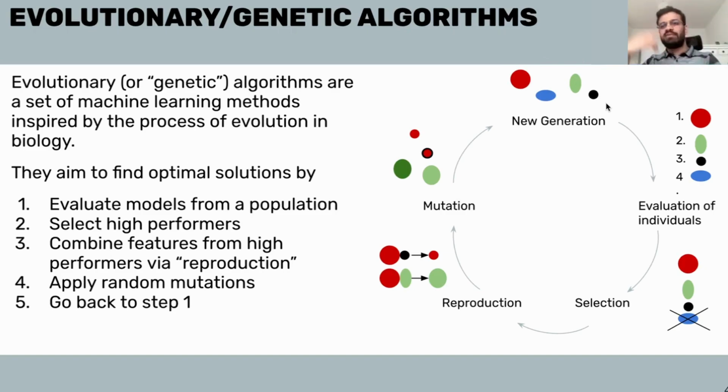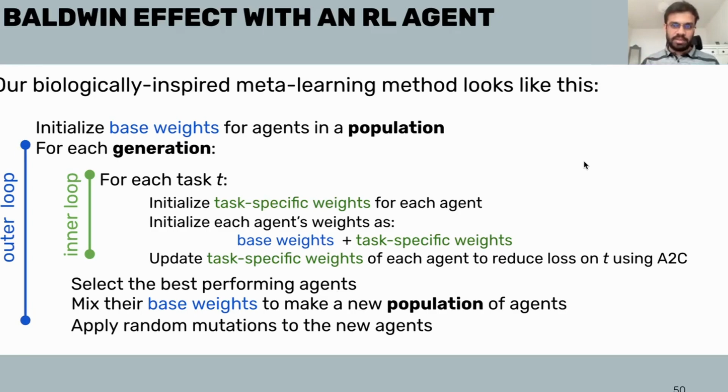So what will happen is with every iteration, you keep on creating fitter and fitter individuals, right? And so that's how you get really good individuals at the end of your evolutionary loop, which satisfies the evaluation criteria. So our biologically inspired meta-learning method might look like this.